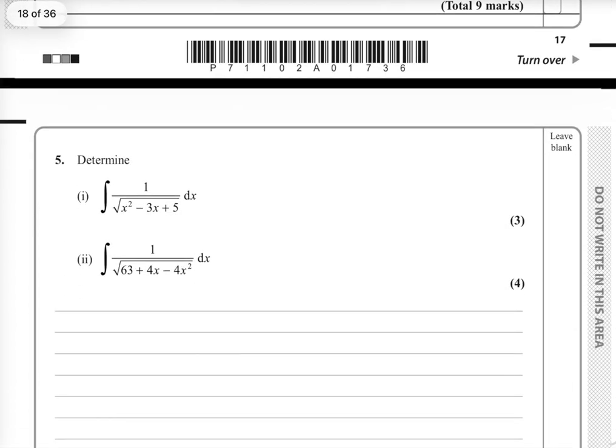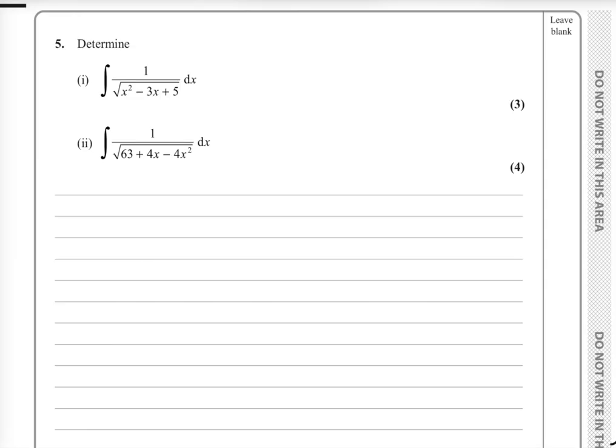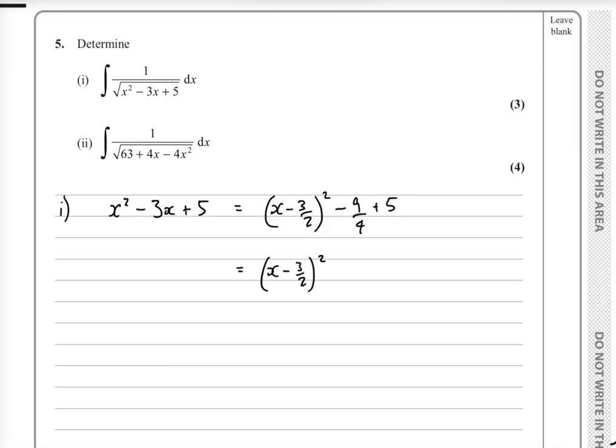On to question number 5. Very simple question. Determine these. Okay, to start with, we'll try and complete the square. Get 3 over 2 there. I have to take off the 9 over 4 and still add the 5, which gives x minus 3 over 2 squared plus 11 over 4.